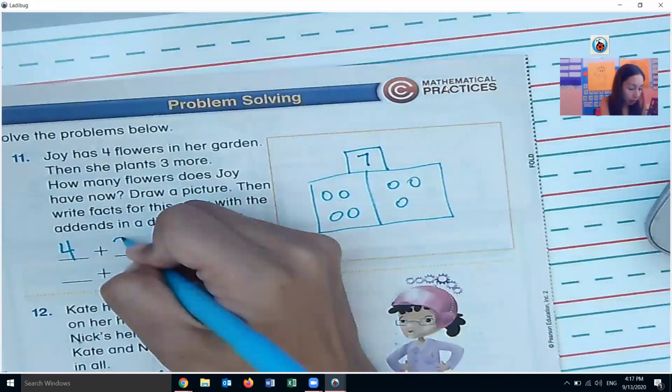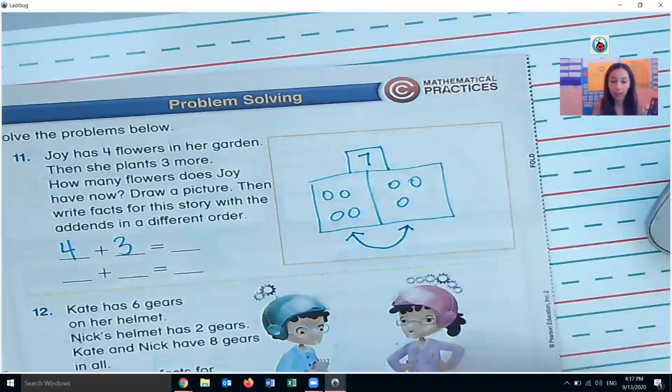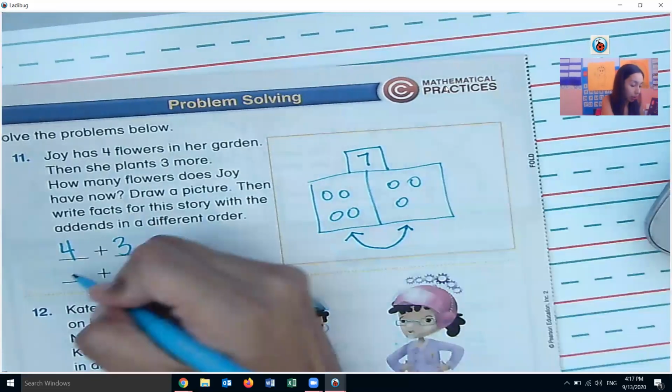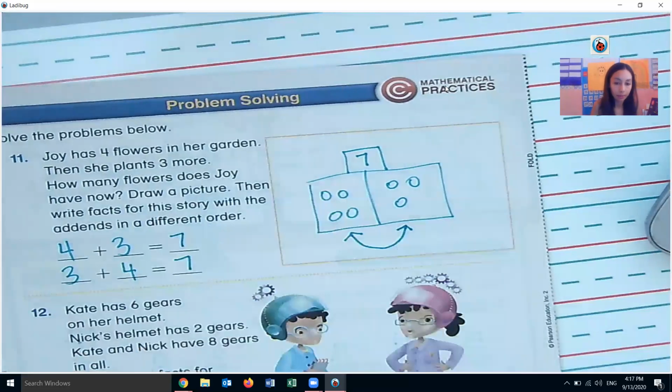And then I'm just going to do a picture. I'm going to go like this. I'm going to do a little arrow that just symbolizes that I'm flip-flopping those two. The answer will stay the same. So 3 plus 4 will give me 7 both times.